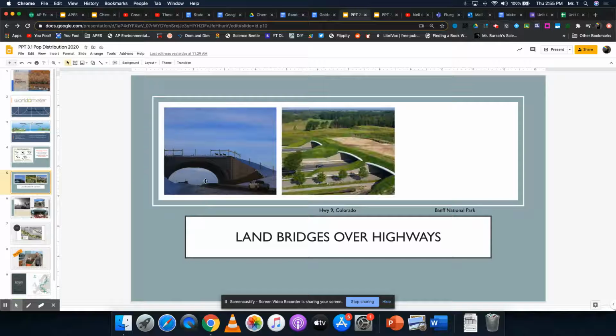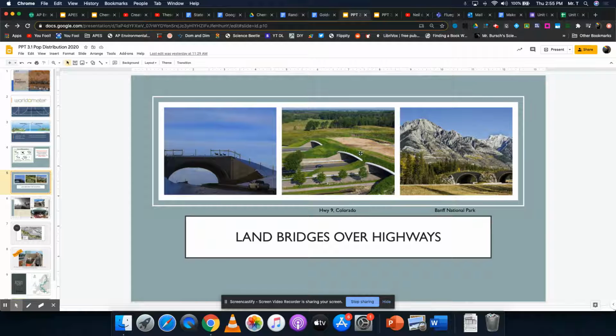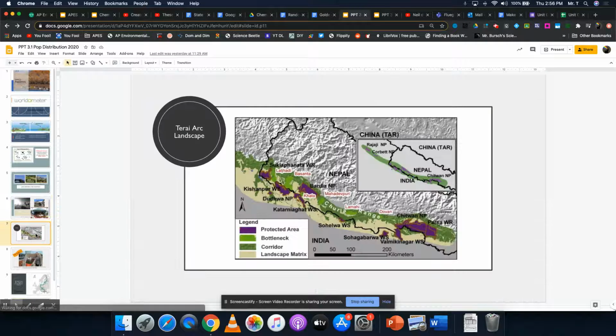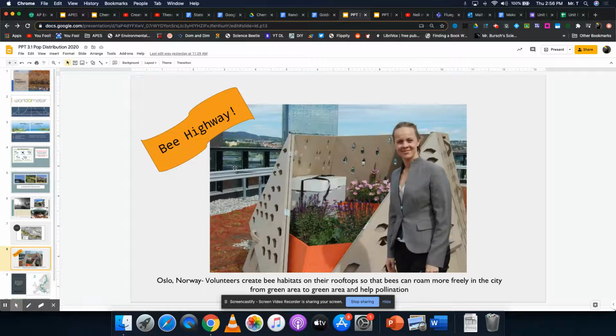You have a couple of different types. You have land bridges that move over highways, so animals don't get smushed. You have tunnels that move under highways, so animals don't get smushed. And then you have different sorts of wildlife preserves and protected areas that are interconnected that let critters safely move around in nature.